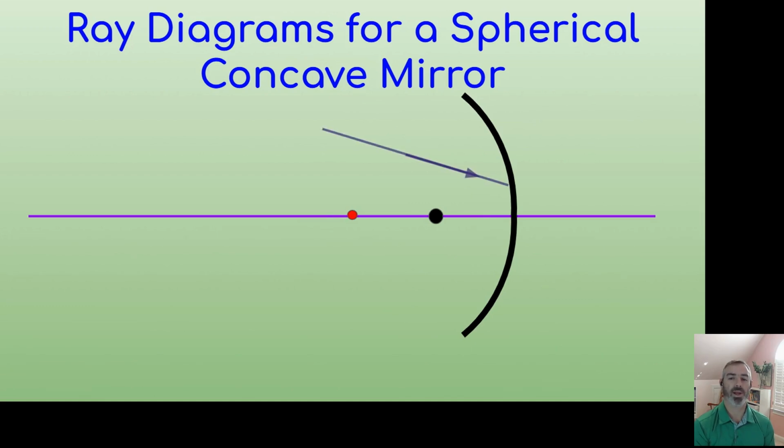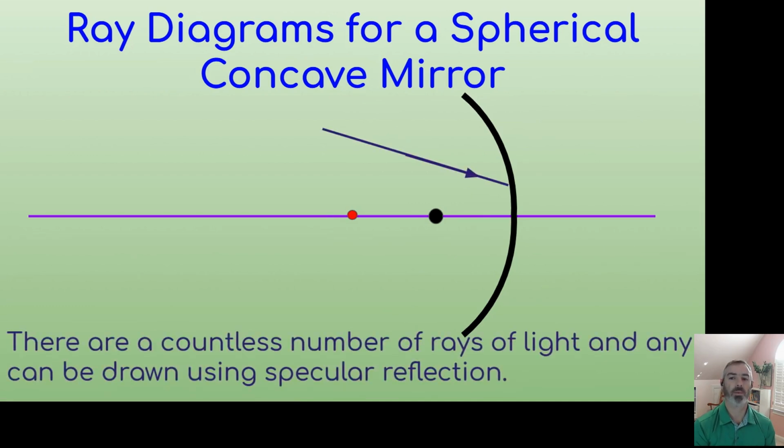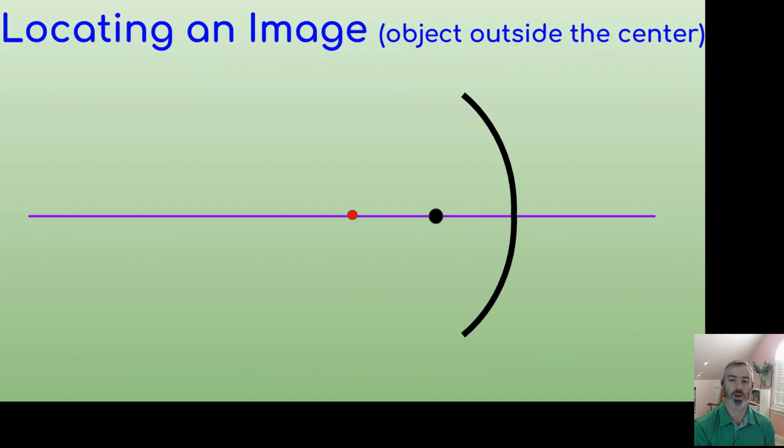So we could draw any ray of light that hits the mirror, not in any relationship, and we draw the normal line, and the incident angle is going to equal the reflected angle. Now again, we need to draw a perfect normal line, and we'd have to be able to measure that angle. So it's probably just a little bit easier to draw the rays of light that we know bounce off parallel, or through the focal point, or through the center of curvature.